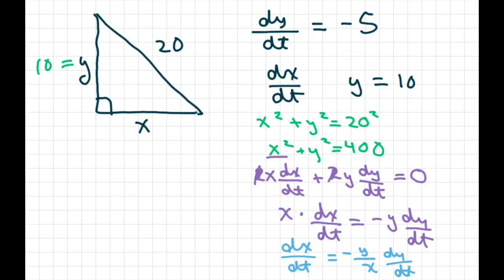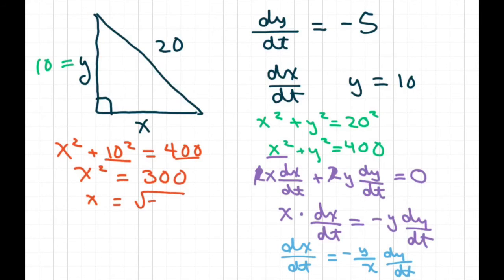Alright, so now that we have that, we're going to go back to our Pythagorean theorem and find our x. So if we do that, we get x squared plus y squared. Now our y is 10, and then we know that 20 squared is 400. So we get x squared equals 300, because you do 400 minus 100. And so x equals the square root of 300, which is approximately 17.321.